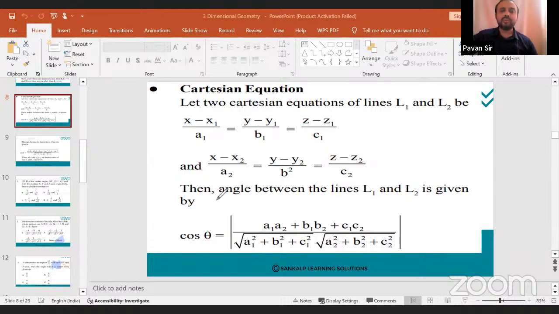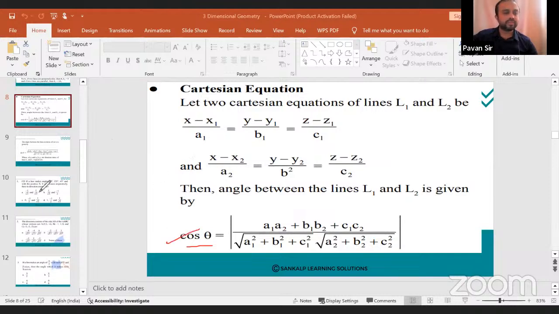Next, the angle between two lines, L1 and L2, is given by cos theta is equal to the modulus of the sum of the products A1 A2, B1 B2, and C1 C2, divided by the root of A1 square plus B1 square plus C1 square into the root of A2 square plus B2 square plus C2 square. This is the cosine of the angle between them.